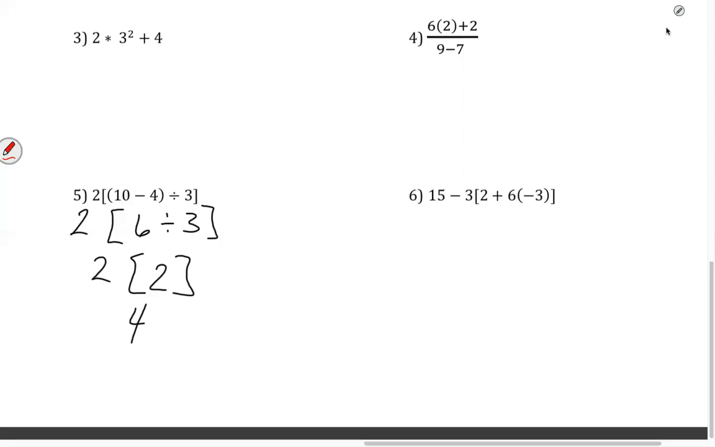Negative 33. Okay. How'd you get negative 33? Six times negative three. Okay, what'd you get for that? Negative 18. Okay. Let me erase that. All right, then what'd you do? 2 plus negative 18. What'd you get? Negative 16. Okay.